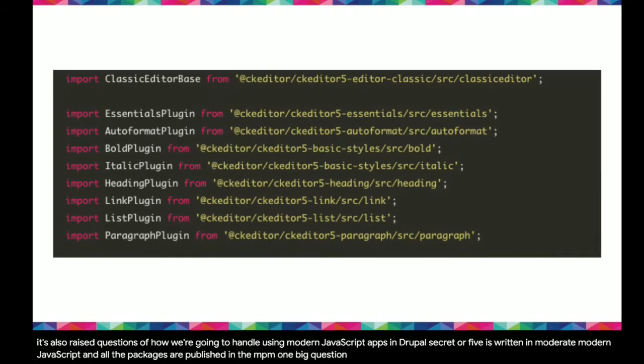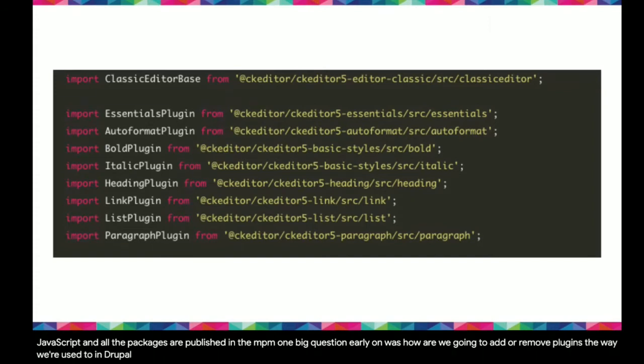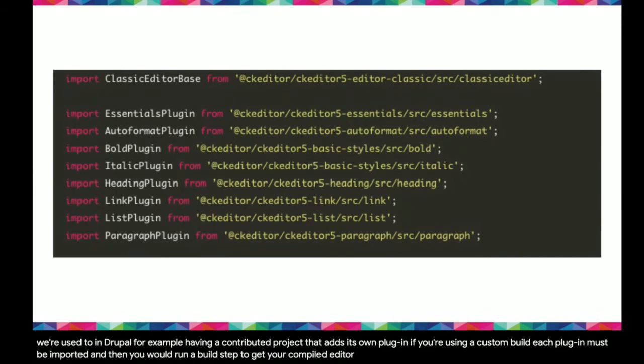One big question early on was, how are we going to add or remove plugins the way we're used to in Drupal? For example, having a contributed project that adds its own plugin. If you're using a custom build, each plugin must be imported, and then you would run a build step to get your compiled editor. So how could this work in Drupal?